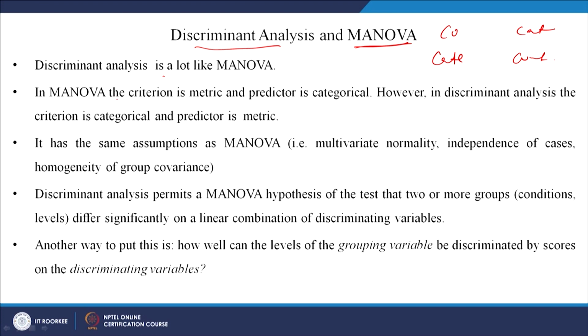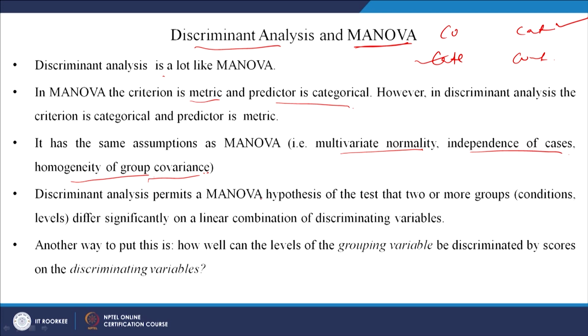So, you see the MANOVA, the criterion is metric and the predictor is categorical, right. However, in discriminant the criterion is categorical and the predictor is metric, right. It has the same assumptions as MANOVA. So, multivariate normality, independence of observations or cases, homogeneity of group variance or covariance. So, in this case covariance. So, all these are similar, right.